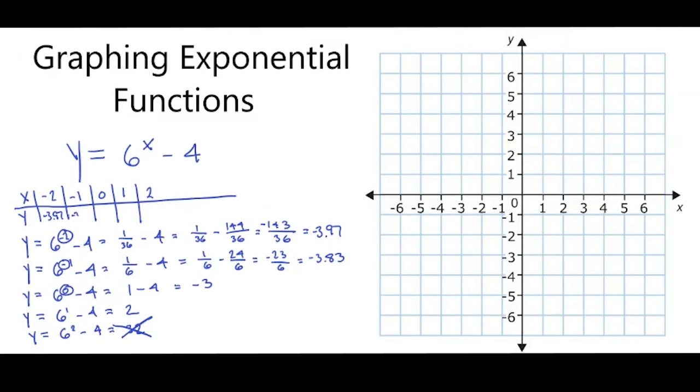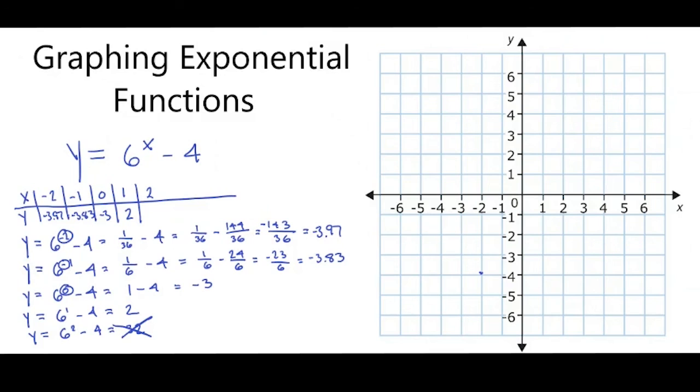So this will be -3.83. This will be -3. And this will be 2. Let's plot those 4 points and see if we can make us a graph. So when x is -2, y is -3.97. So just above the -4.